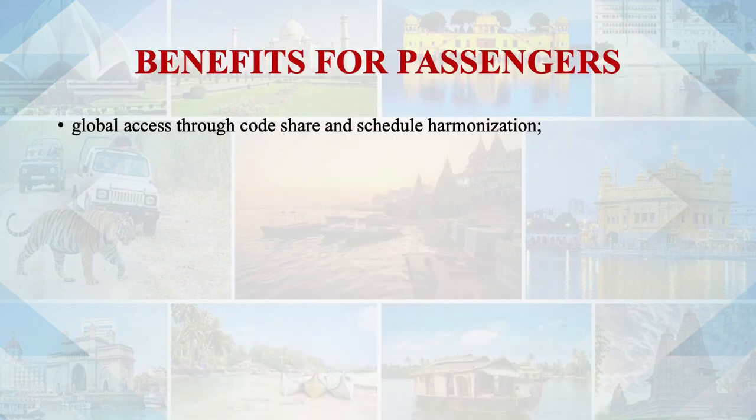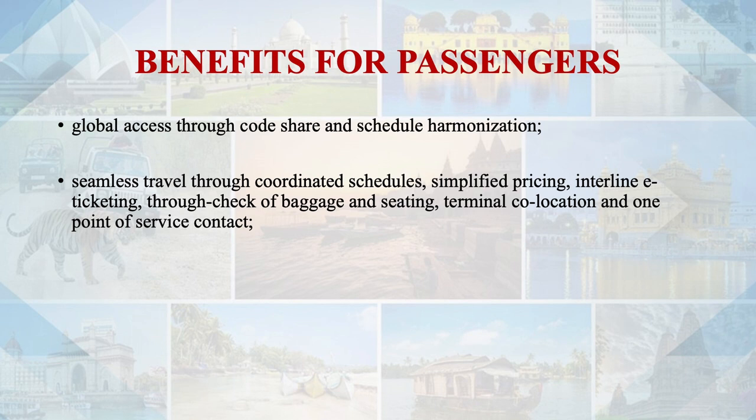For example, if we are booking tickets through an airline which is part of an alliance, then you can travel over a wider area. Global access through code share and schedule harmonization is possible for the passengers with the help of alliances. Seamless travel through coordinated schedules, simplified pricing, interline e-ticketing possibility, through check-in of baggage and seating is also possible. Terminal co-location and one point of service contact is there. These are the benefits passengers can enjoy by booking a seat that is part of an alliance.